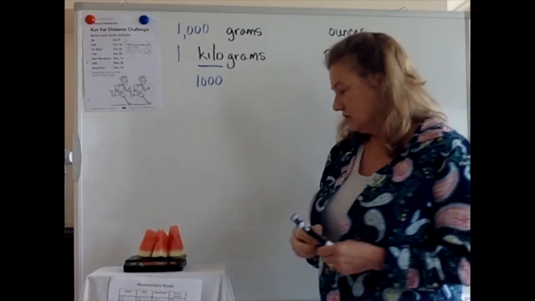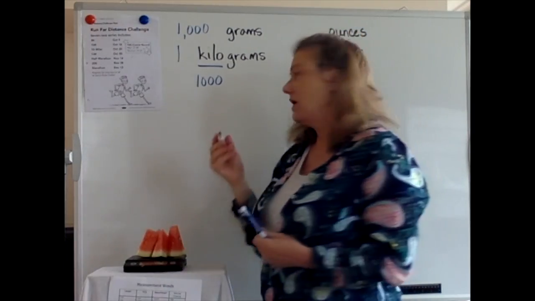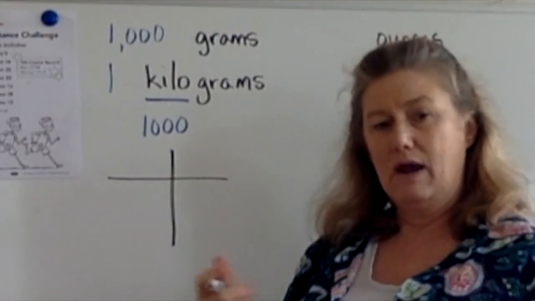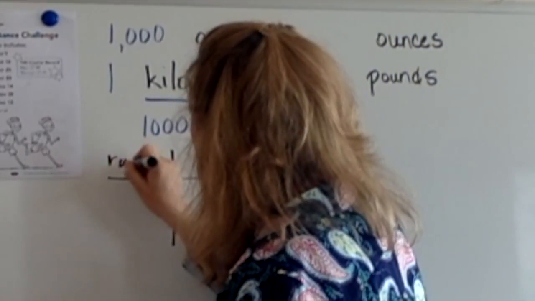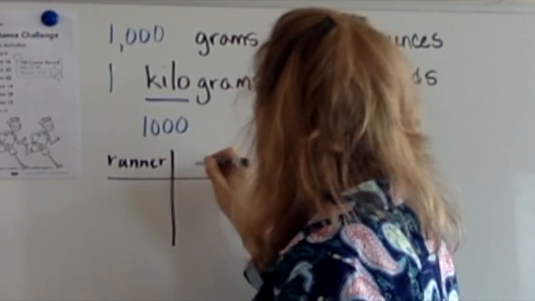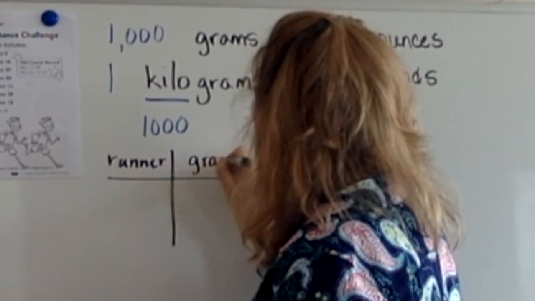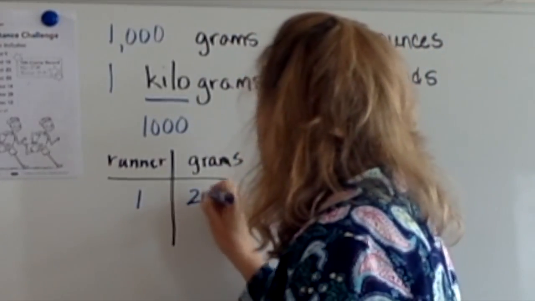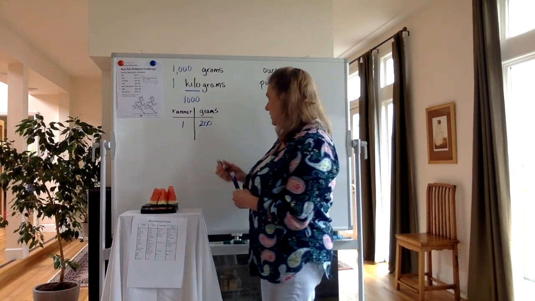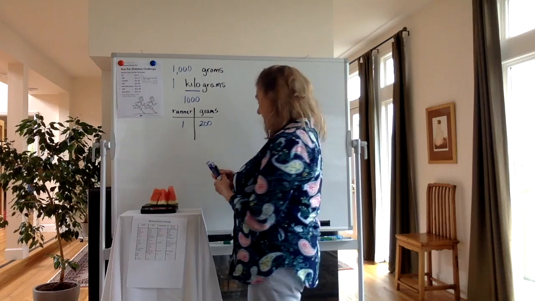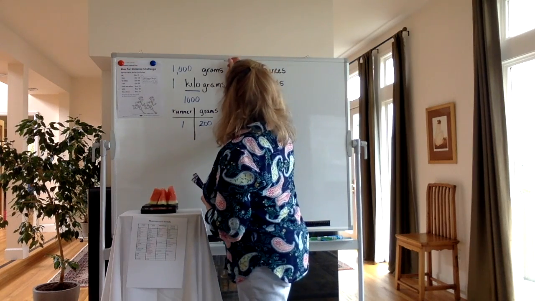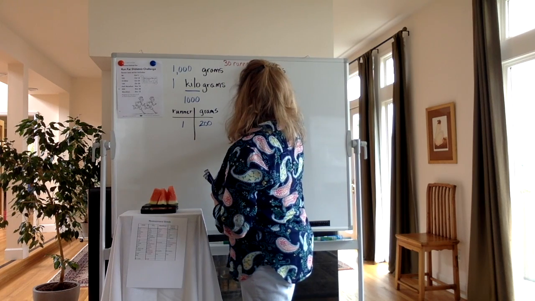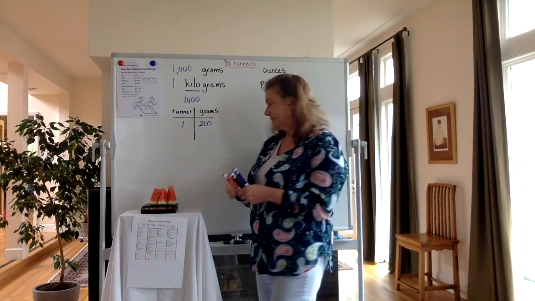My scale here shows me that this amount of watermelon is about 200 grams. So one runner would have about 200 grams. That sounds about right. But how many runners do we have? Well, we have 30 runners. We're trying to get enough watermelon for 30 runners.